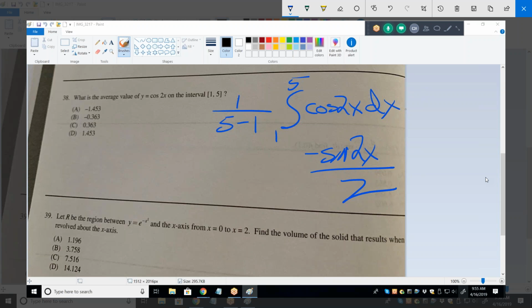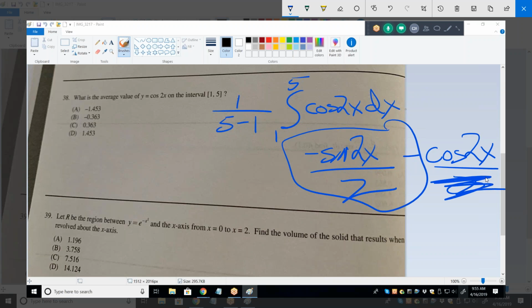Hold on. What's the derivative of sine? Derivative of sine is cosine. So it's negative cosine of 2x times 2. Gets rid of that. We almost did it right. What did we do wrong? In other words, that's not right. Its derivative does not produce what we started with.